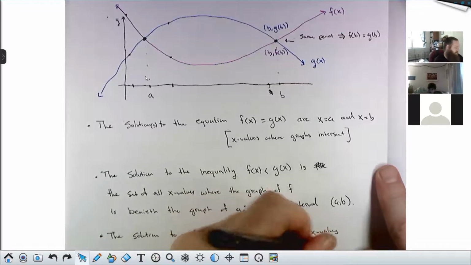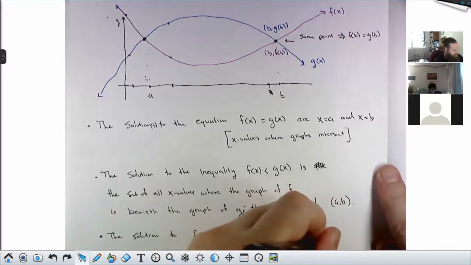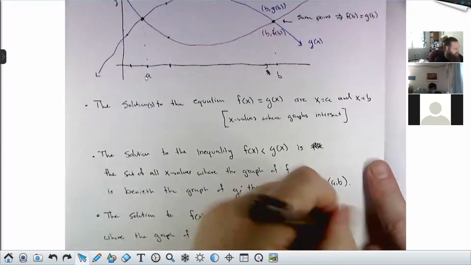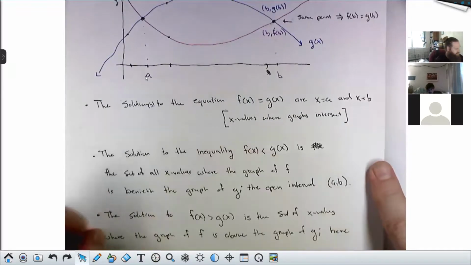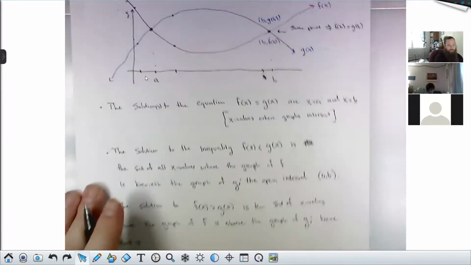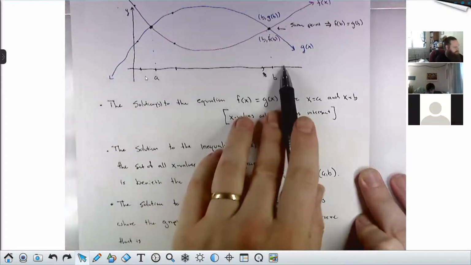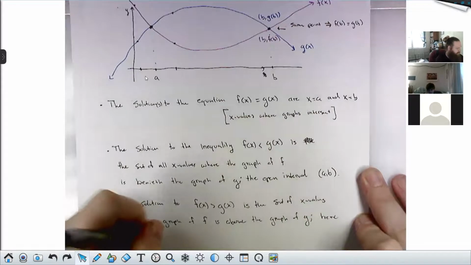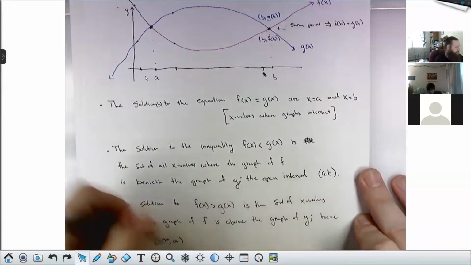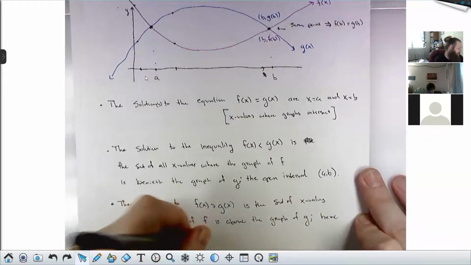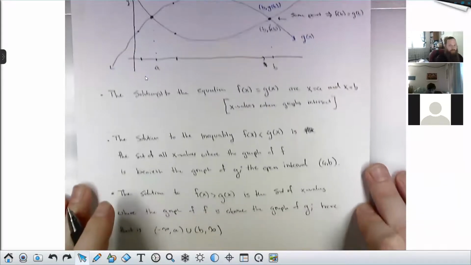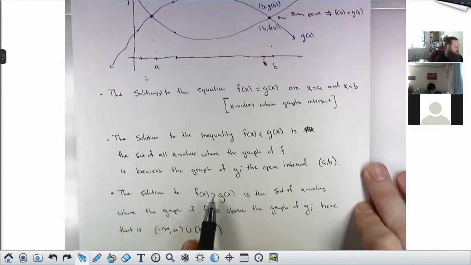In this case, that would be everything to the left of A and everything to the right of B. That's negative infinity up to A, union with B to positive infinity. And if you changed this to a greater than or equal to, you would use brackets on the A and the B.